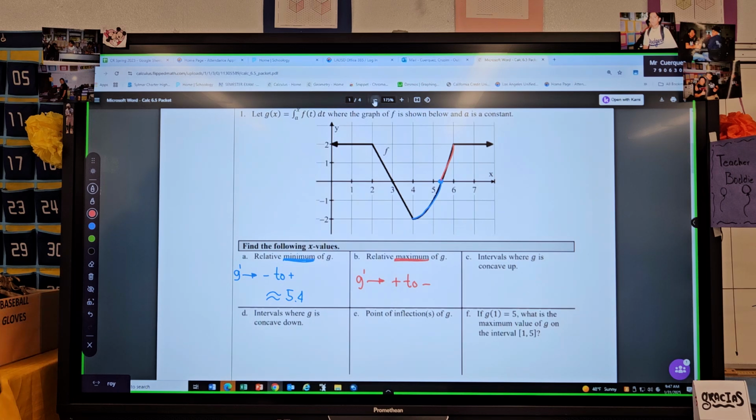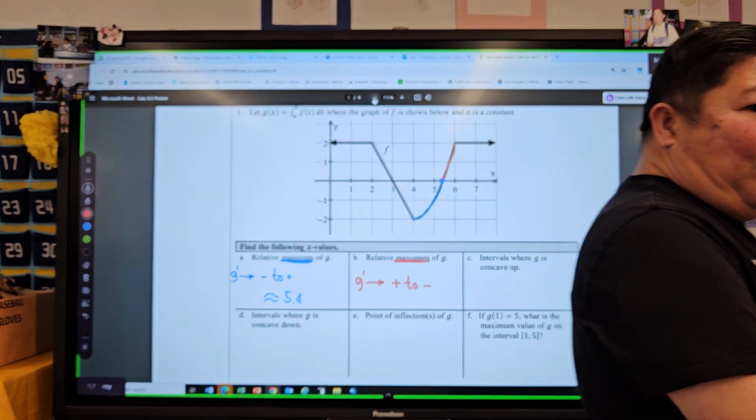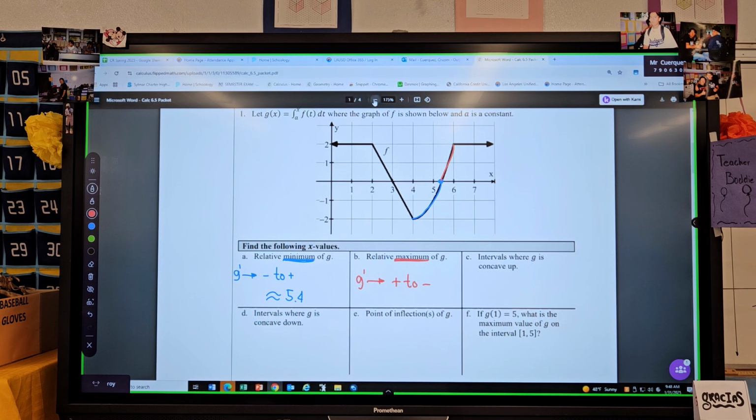So the graph crosses. Sorry, my watch is annoying. Take care.